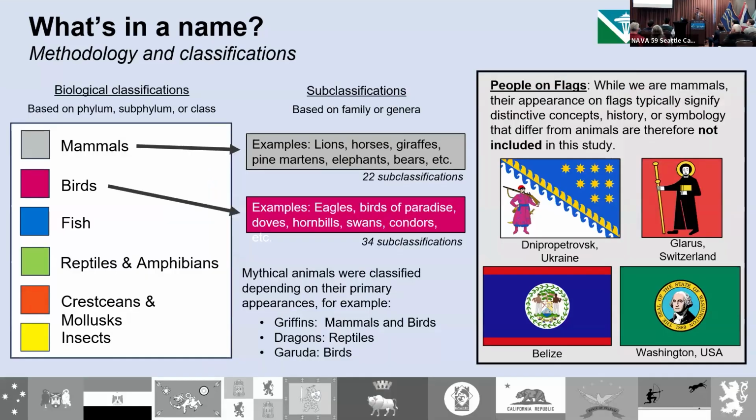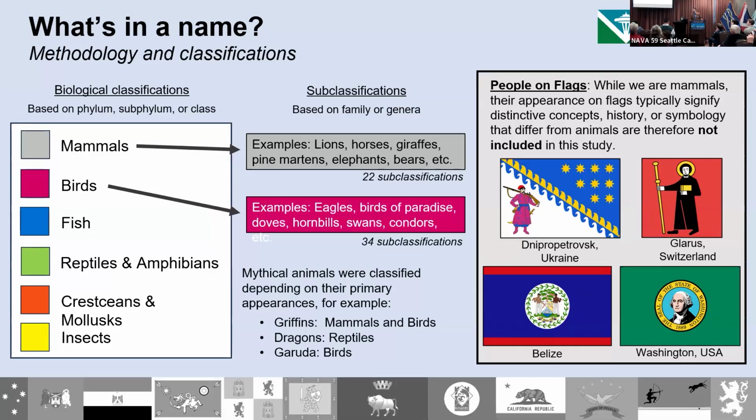So again, some more rules for my study. I first had to break them into biological classifications. So I broke them into 6 main biological classifications based on phylum, subphylum, or class. That would be mammals, birds, fish, reptiles and amphibians, crustaceans and mollusks, and insects. And then for certain groups, I broke them into subclassifications, particularly for mammals and birds, because mammals and birds represent something like 85% of all the animals on flags. So I broke those two further.